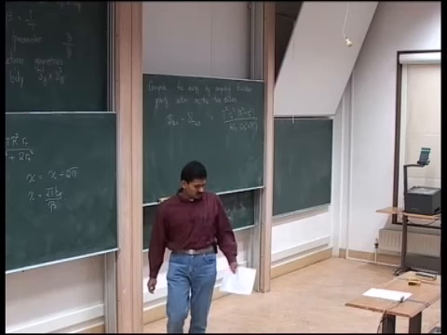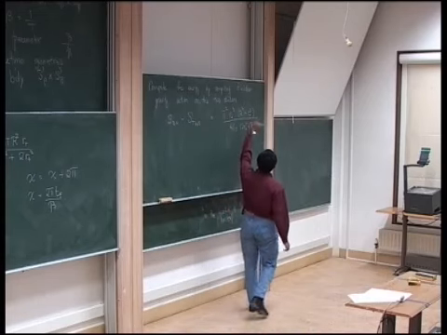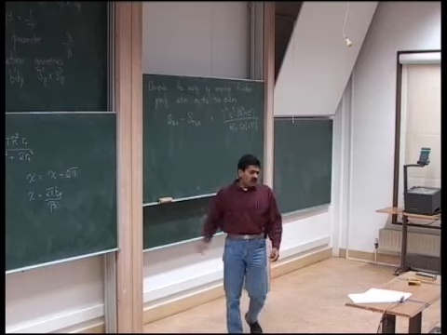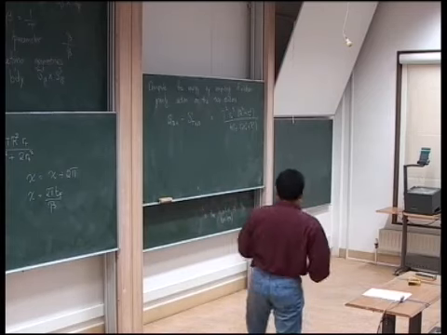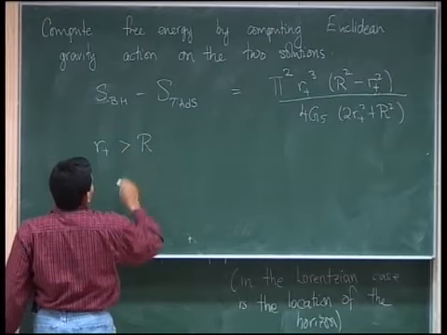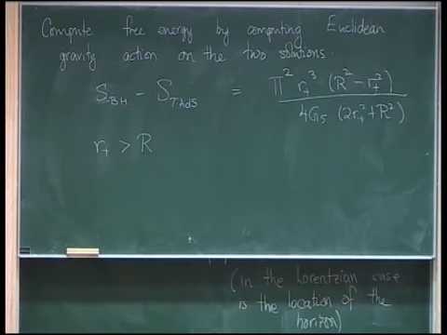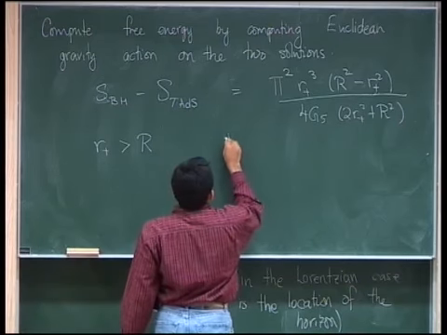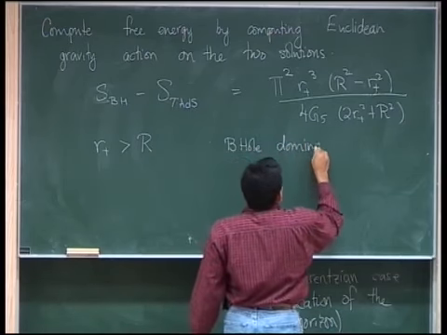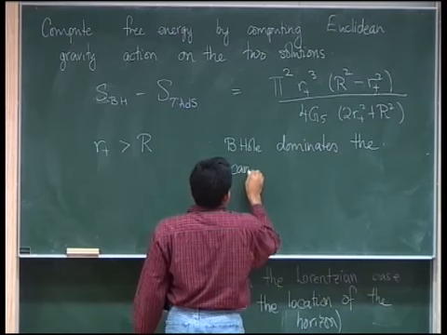But what do we have now? So this is the answer. What do we learn from this? We see that the action difference is such that for r plus bigger than R, the free energy, which in my notation is just S here, is such that the black hole dominates the ensemble.